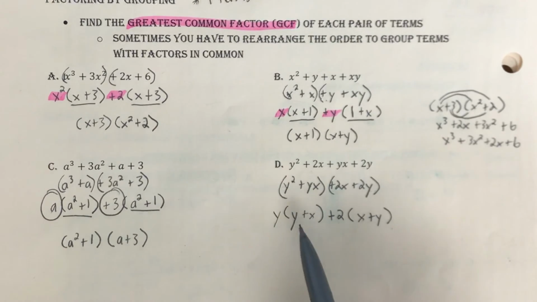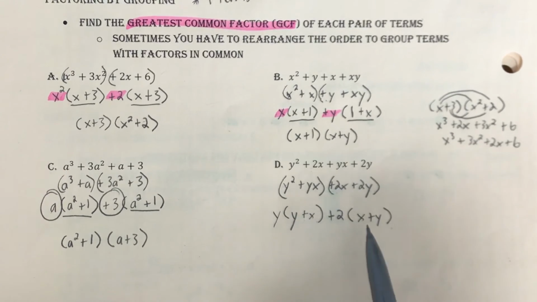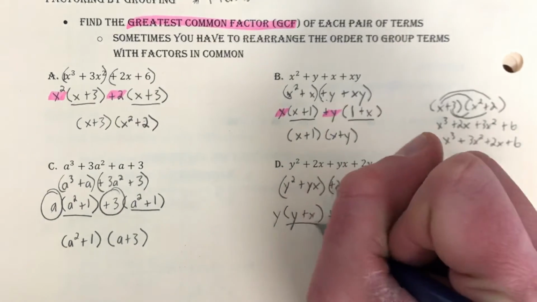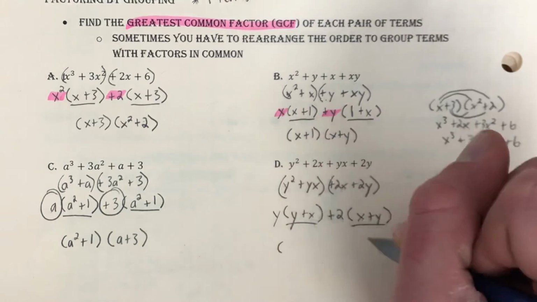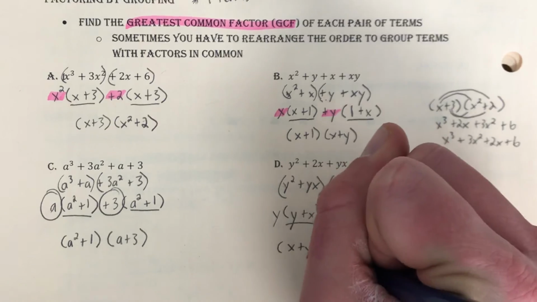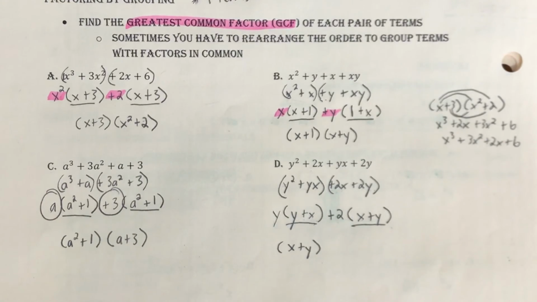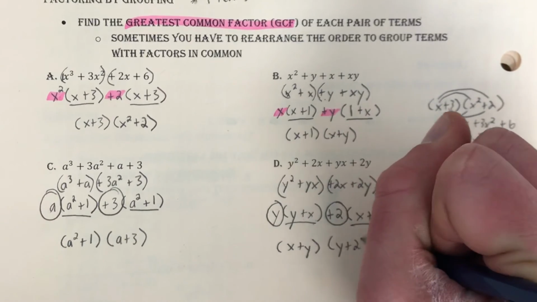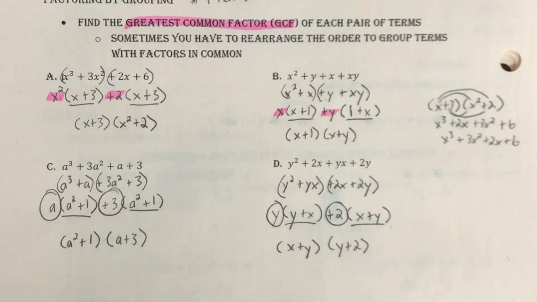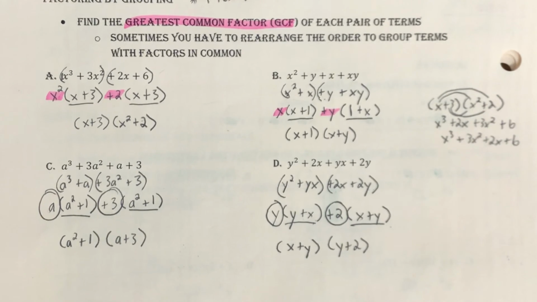Now, at first glance, it doesn't look like I have the same thing inside parentheses, but y plus x is the same as x plus y. So I actually do have the same thing inside parentheses. So that is my first one, and I'm going to write it as x plus y because I like alphabetical order. So x plus y is my first parenthesis. My second parenthesis is what's out front here, so y plus 2. So x plus y times y plus 2 is my final factors of my grouping. So that would be my final answer.